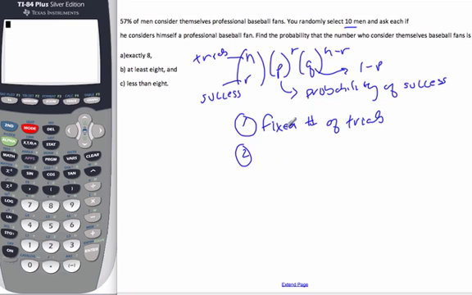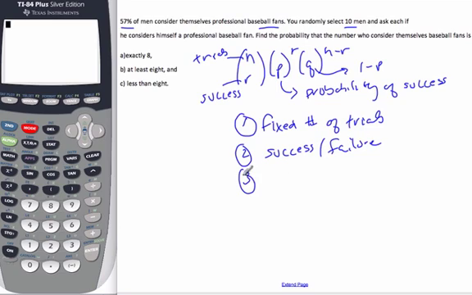The second condition is that there's either success or failure. So in this case, they are either professional baseball fans or they're not professional baseball fans. You can't have both. Another example is if we have red taxi cabs and yellow taxi cabs in a city where there's like 10% red and 90% yellow. Well, that's a success or failure too because you have red or you have yellow.